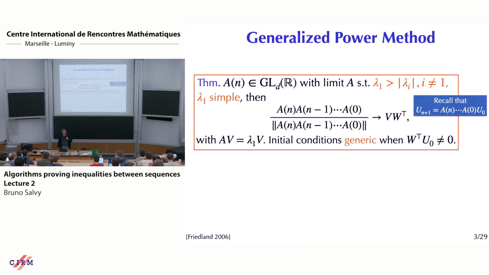So now your question is, what's this vector W? And I'm going to show you on an example that it's not simple.